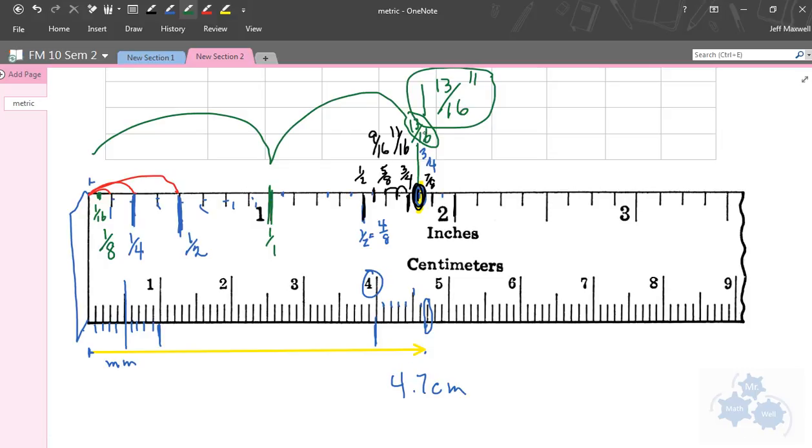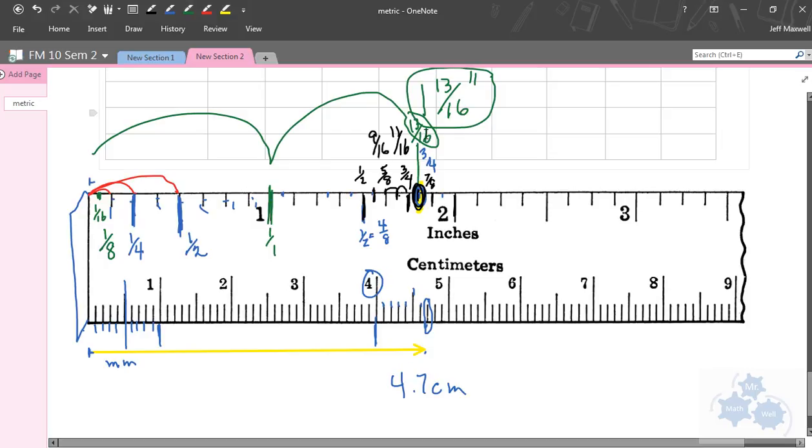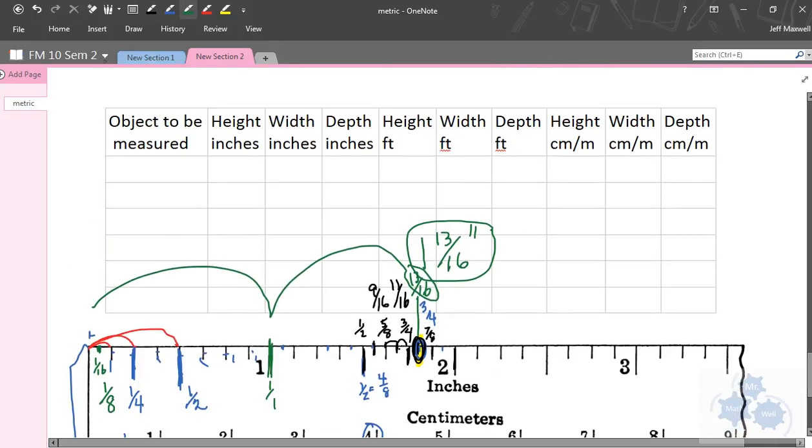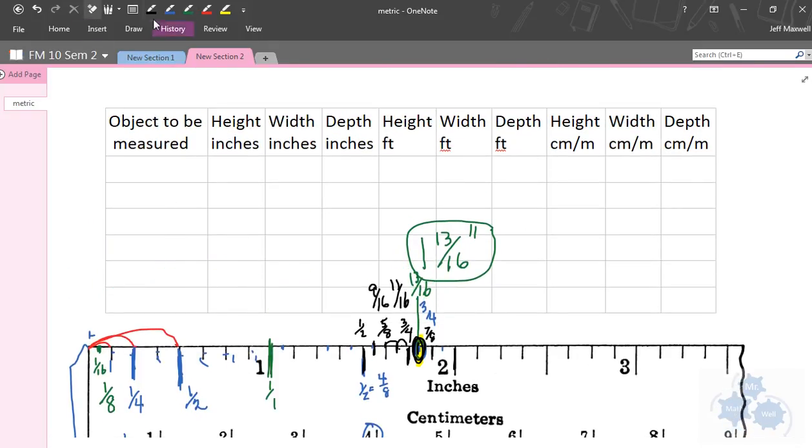All right. Let's go back to our chart now. Now that we've got that explained just a little bit, let's go back to our chart and come up with some objects here. We're just gonna pause the video here. We're gonna talk about which objects we're gonna do around the school, and then we'll come back.